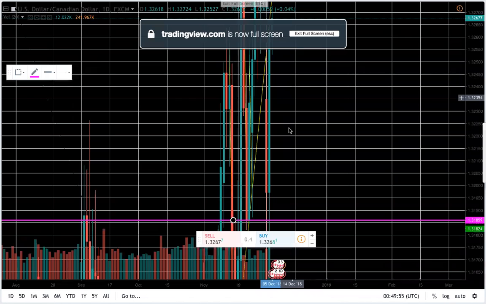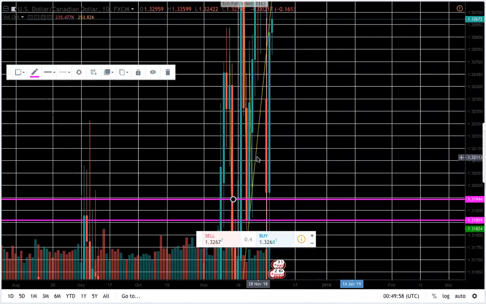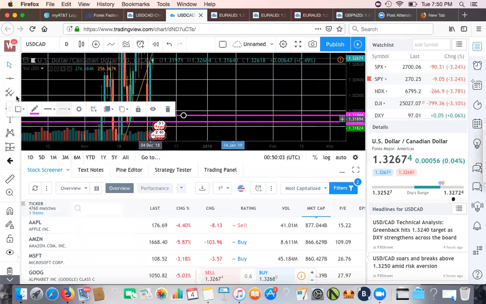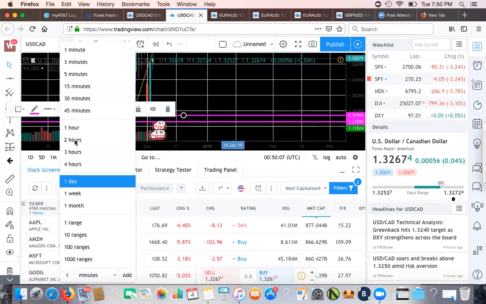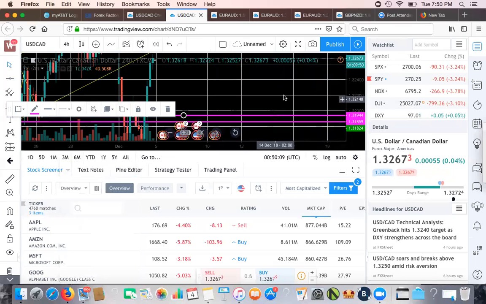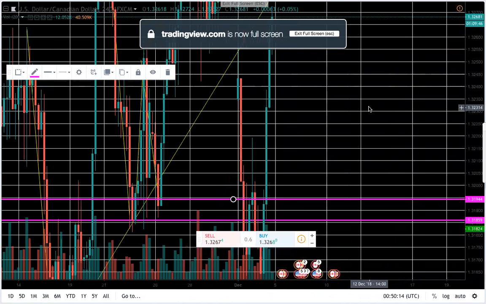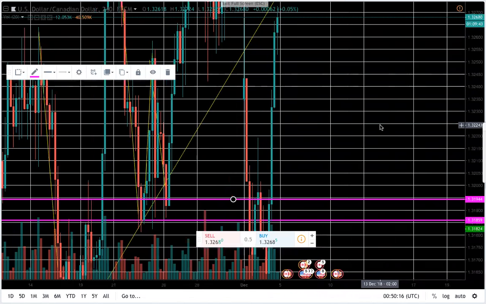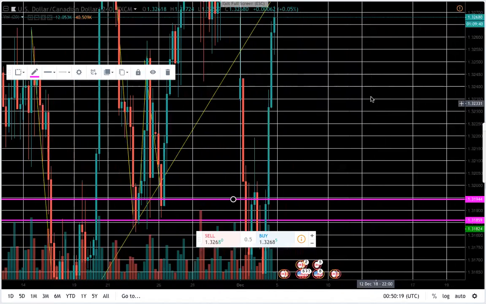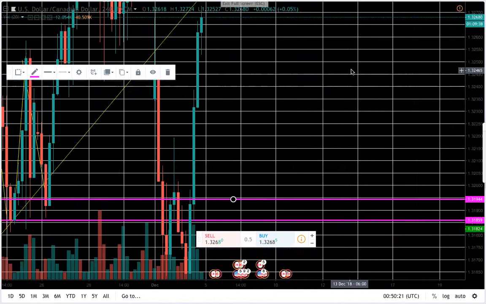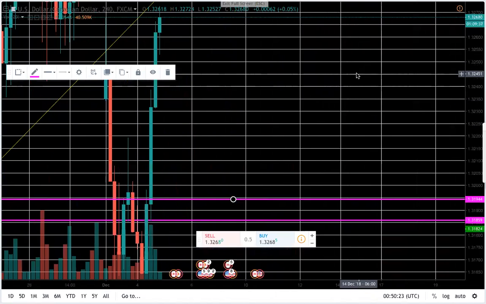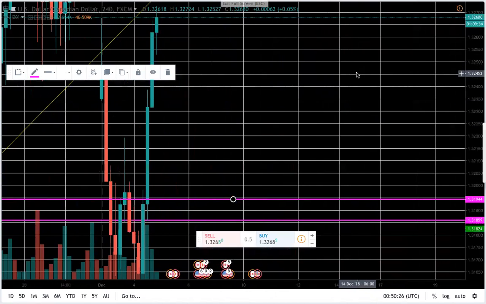What does that look like? Okay, I think my daily looks weird. I don't know why it looks like that. But let's go on the 4 hour. All right, so that's the 4 hour. So how you would look for a floor and a ceiling.